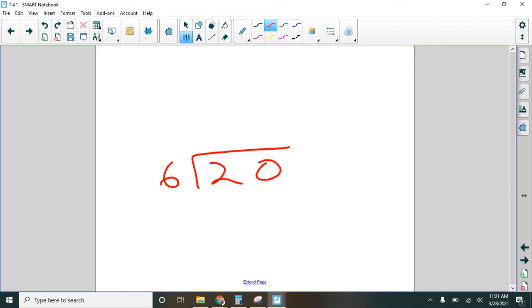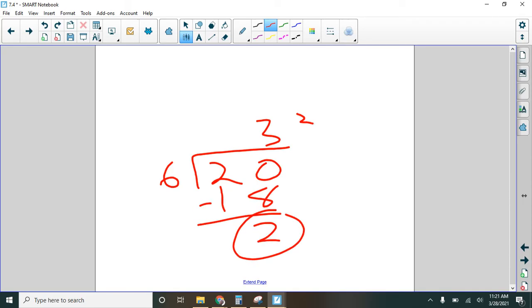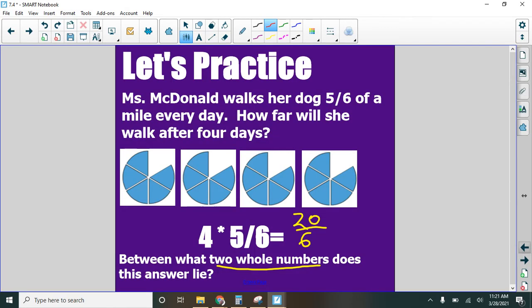How many 6s go in 20? 3. And subtract and there's 2 as the remainder. So 2/6. Okay, maybe we'll work on that some more. But just look at this, right? How many 6s go in 20, right? 6/6 plus 6/6 plus 6/6 is 18, and 2 more would be 20. So this would be 3 and 2/6.